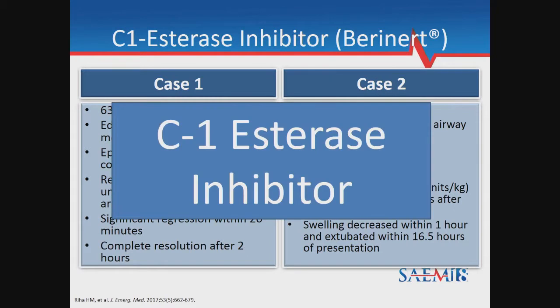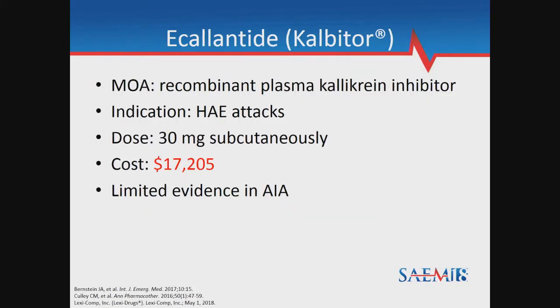So based on this and the cost, I might recommend it in my ED, but probably not. The second medication is ecallantide, and how this works is it inhibits kallikrein. So again, similar to the C1 esterase inhibitor, we're preventing the conversion of kininogen to bradykinin, so again, stopping that production. Also indicated for hereditary angioedema attacks.